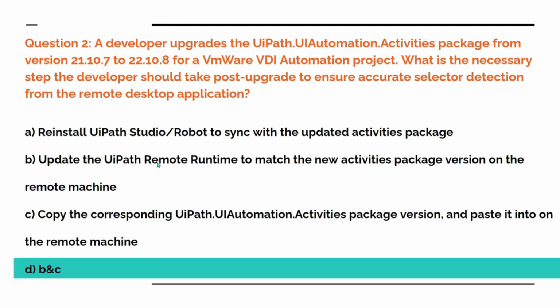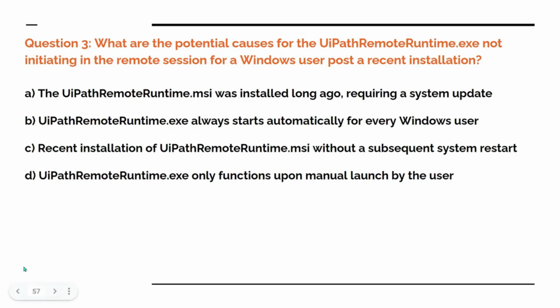You have to also update the Remote Runtime, and also copy the corresponding UiPath UI Automation activities package version to the package folder in the remote machine. All right, now let's move on to question number 3. What are the potential causes for UiPath Remote Runtime.exe not initiating in the remote session for a Windows user post a recent installation? Okay, it is not working.